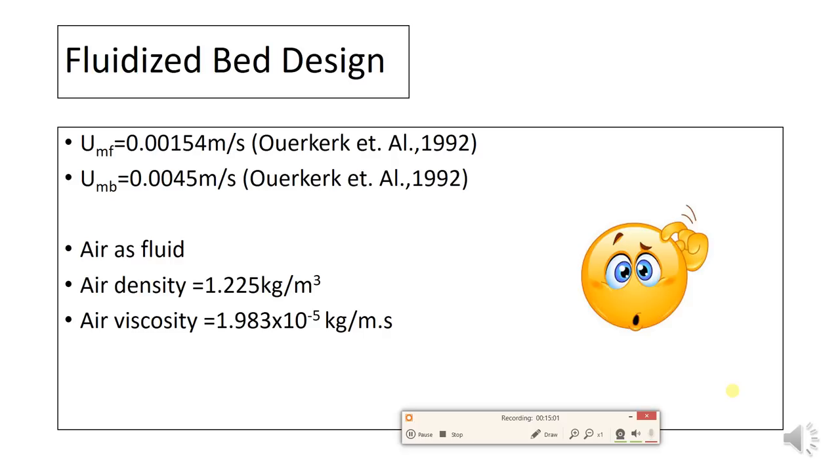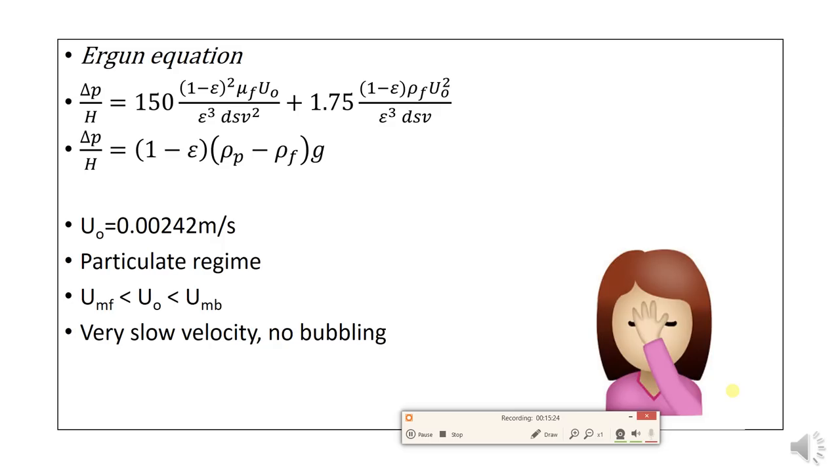Next, we use air as the fluid. The density of air is 1.225 kilograms per cubic meter, and the air viscosity is 1.983 × 10^-5 kilograms per meter second. Next, we calculate the superficial velocity, U0, using these two equations. We solve the equations simultaneously to get U0, which is 0.00242 meters per second.